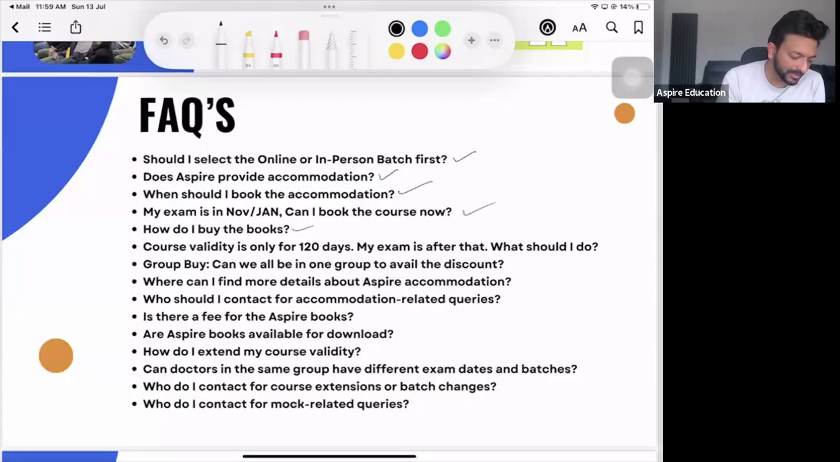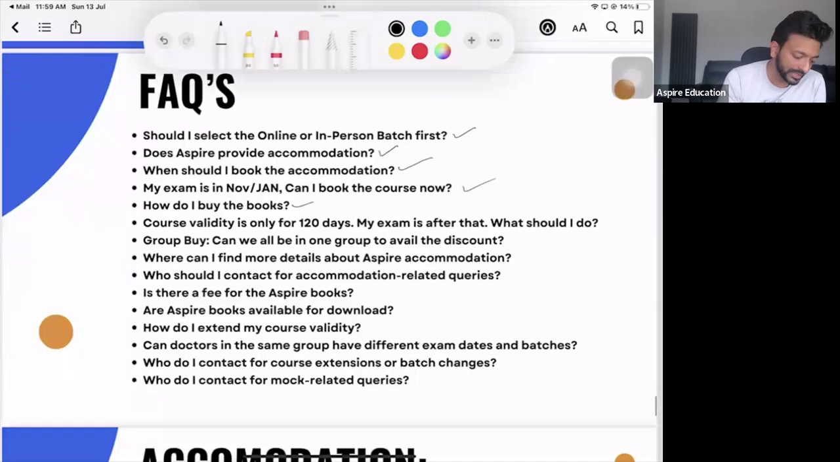How do I buy the books? You don't need to, you'll get the access online straight away. Course validity shows 120 days, but my exam is after that. What should I do? You just have to email us and we will be able to extend it. If we are buying as a group, do we all need to be in one batch to avail the discount? No, even if you're attending different batches, no problem at all. Where can I find more details about accommodation? Don't worry, we'll put that in the WhatsApp group itself. Who should I contact for accommodation related queries? WhatsApp, I'll let you know.